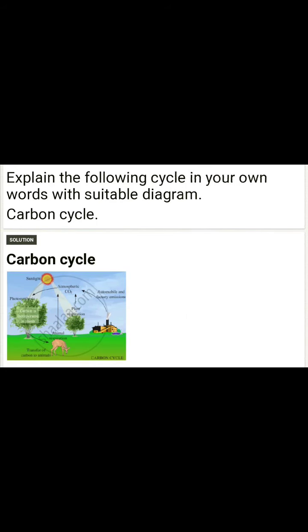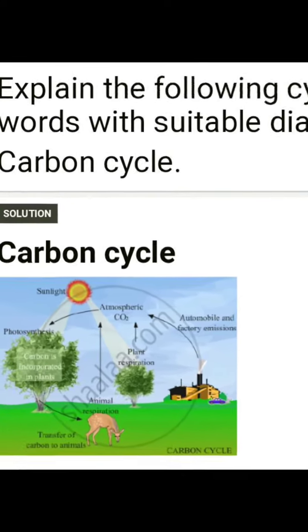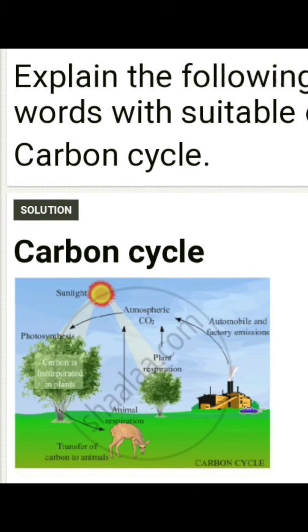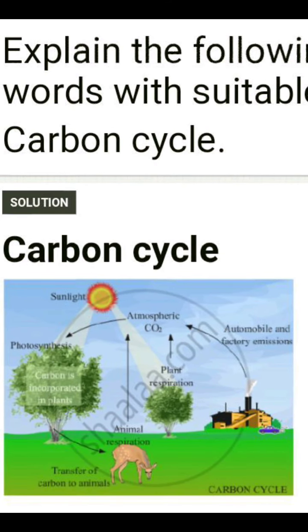The next question, which is question number 4: explain the following cycle in your own words with a suitable diagram. The first cycle that you have to explain is the carbon cycle. Whenever you are writing the answers, you have to draw the diagram. You can see the carbon cycle over here. This diagram you have to draw in your notebook. It is given in your textbook even.